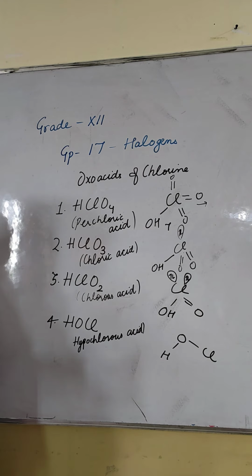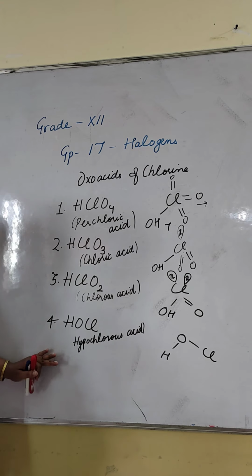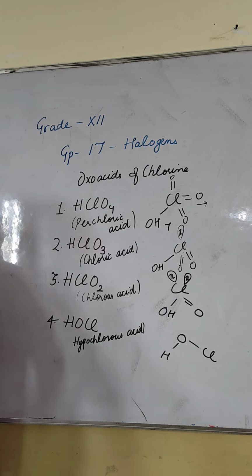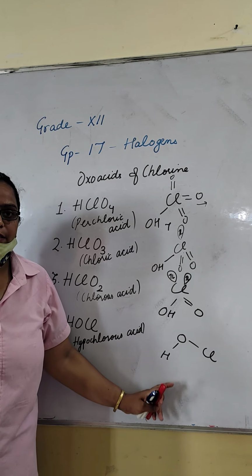Okay, so that's all about the oxo acids of chlorine: perchloric acid, chloric acid, chlorous acid, hypochlorous acid. Clear to everyone? Fine. Last topic of p block. Just see to it once, all are monobasic.